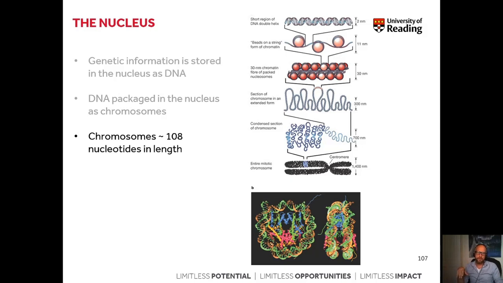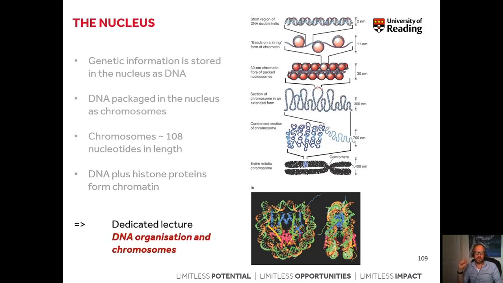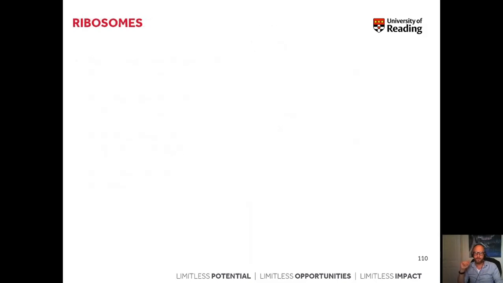Chromosomes are quite long and are usually accompanied by proteins called histones. Together, DNA and histones are referred to as chromatin. But again, we will be having a dedicated lecture on DNA organization in chromosomes later on.